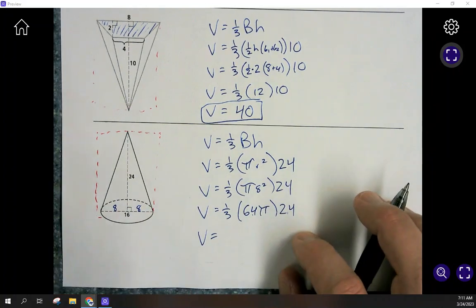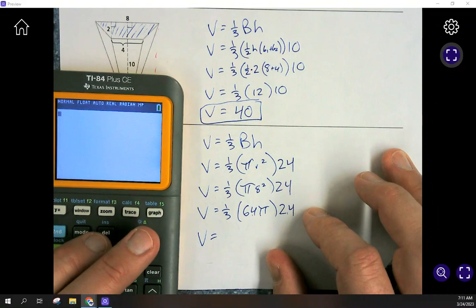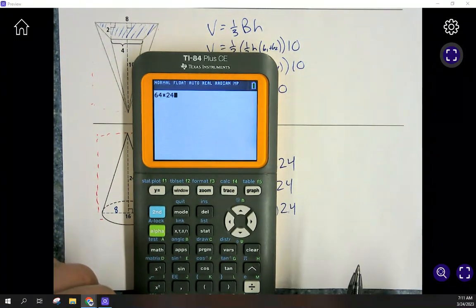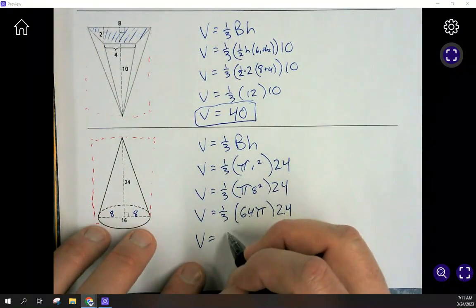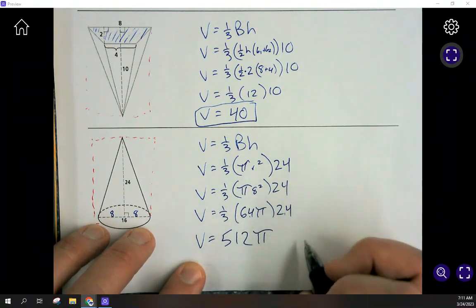We're going to leave pi in our answer here. Always just check the directions. Sometimes they want you to have a rounded decimal, so then you would multiply by pi. We're going to do 64 times 24 and then divide by 3, and it's 512. And again, we did not put pi in, so we need to leave pi in our answer.